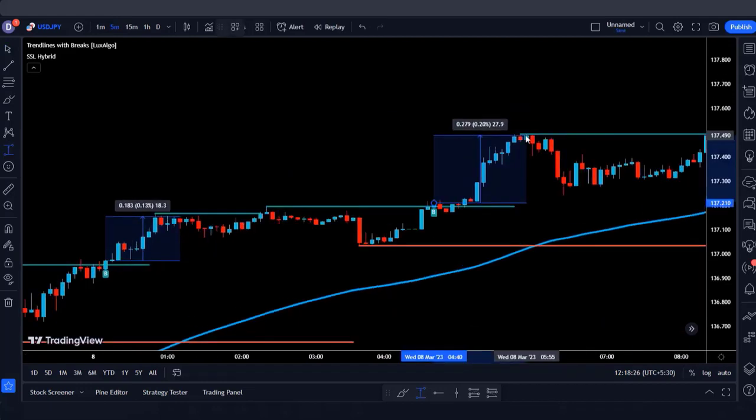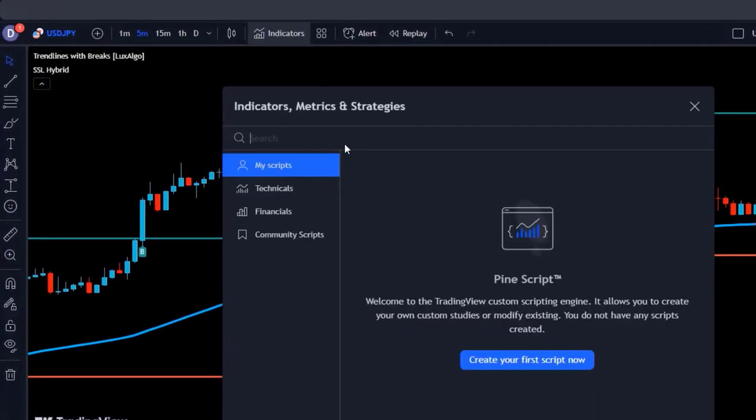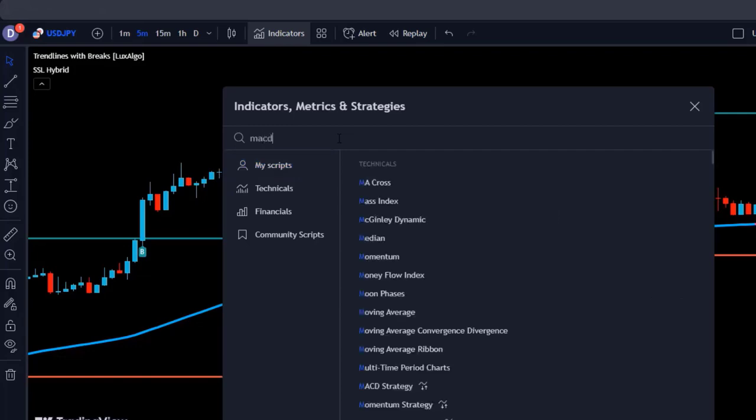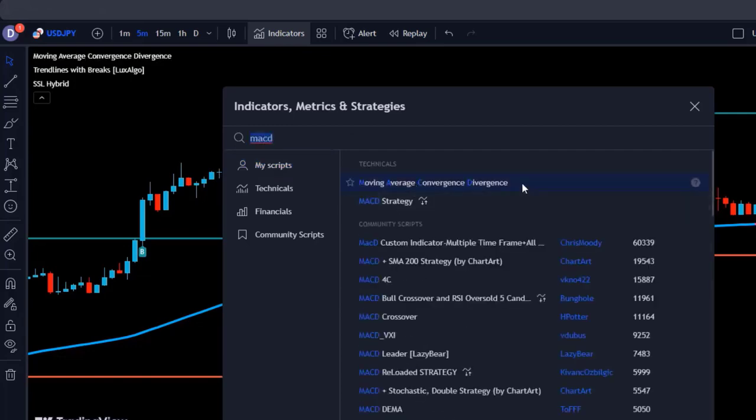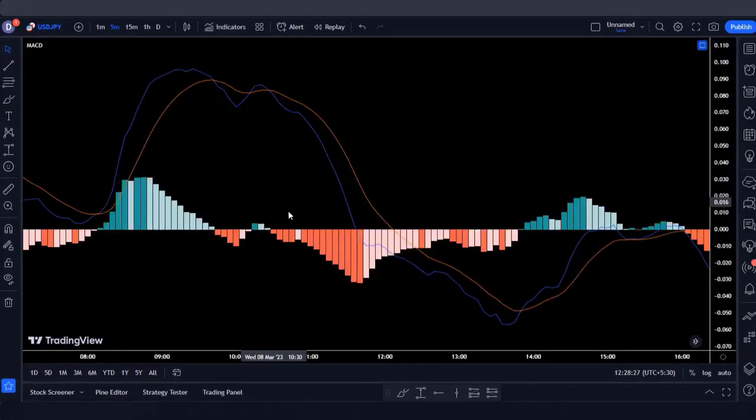If you want to know where to put your take profits, continue watching the video because we're going to add the third indicator. So open the Indicators tab and type MACD in the search bar and add Moving Average Convergence Divergence to your charts. This is how the MACD indicator looks. We need to change some of its settings.